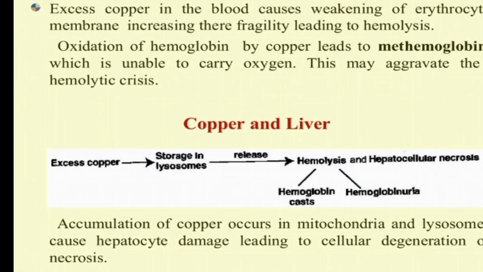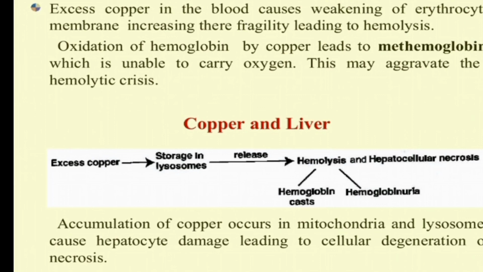Hemolysis will lead to hemoglobinuria. Hemoglobinuria means the hemoglobin may pass out through the urine, means a hematuria condition may also develop. And hepatocellular necrosis means the liver cells will die. Necrosis means cell death. So this is the mechanism of the copper in the liver.